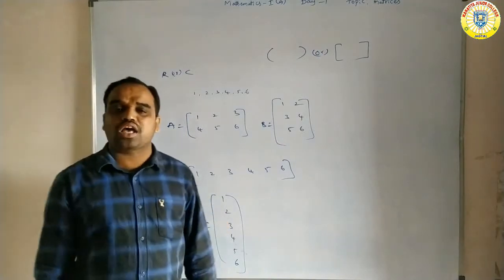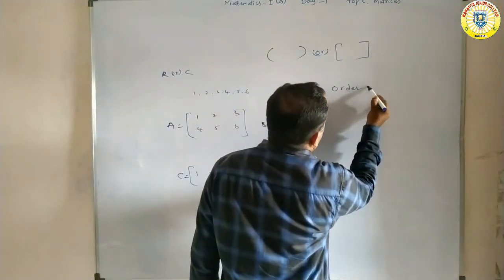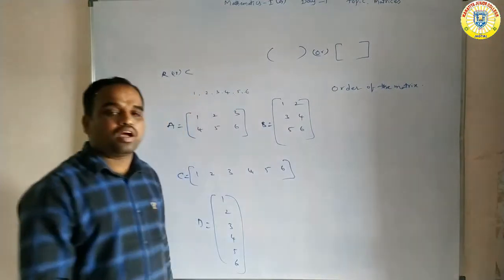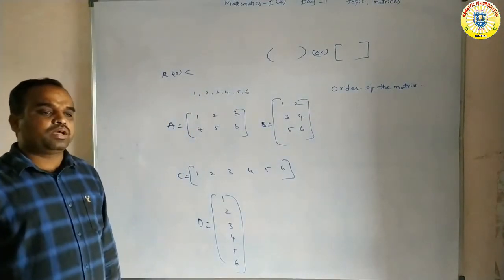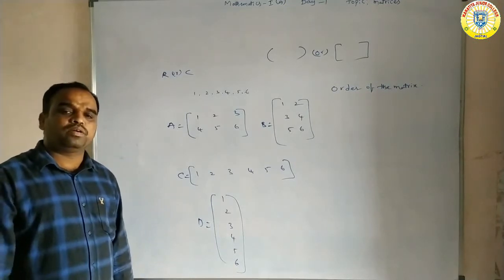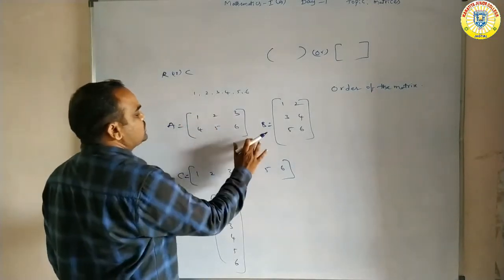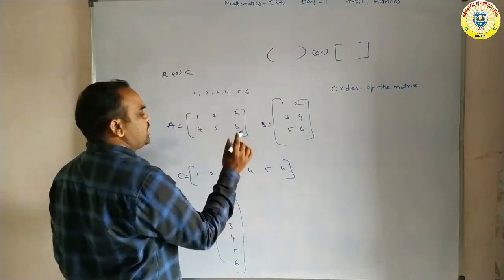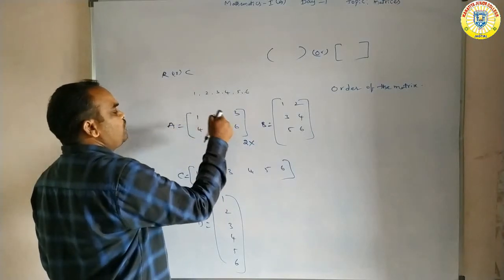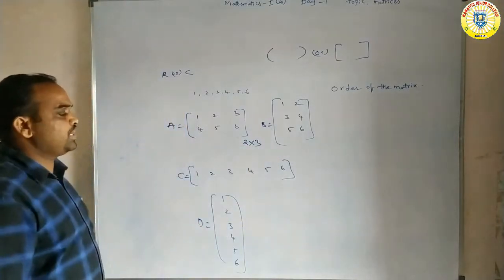Already, last class we discussed the order of the matrix. Yes or no? Last class we discussed the order of the matrix. What is the order of the matrix? Order is nothing but the number of rows into the number of columns. That is the order of the matrix. See here, in this matrix, how many rows are there? 2 rows. This is the first row, this is the second row. How many columns are there? 1, 4 is the first column, 2, 5 is the second column, 3, 6 is the third column. That's why, what is the order of A? 2 by 3.